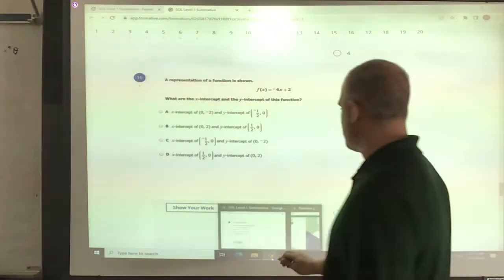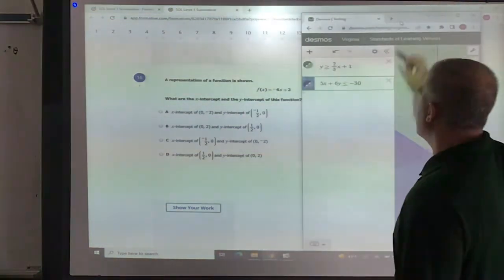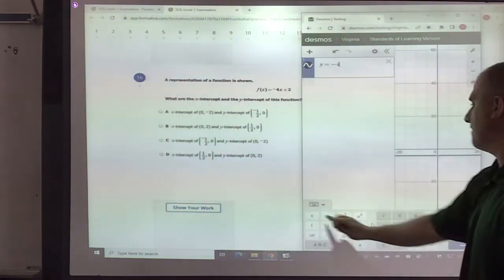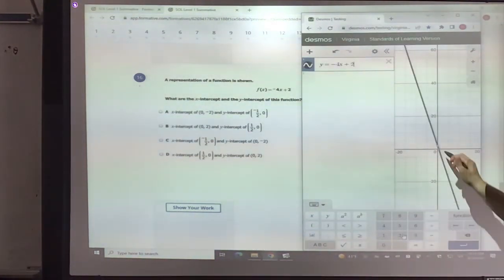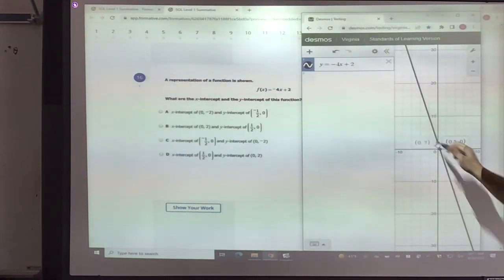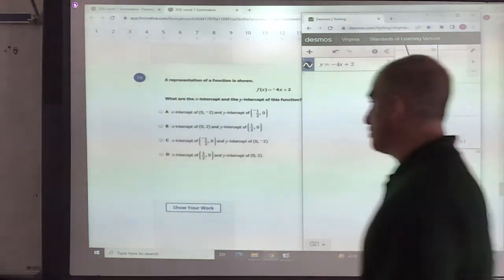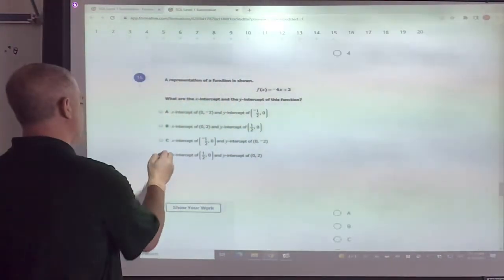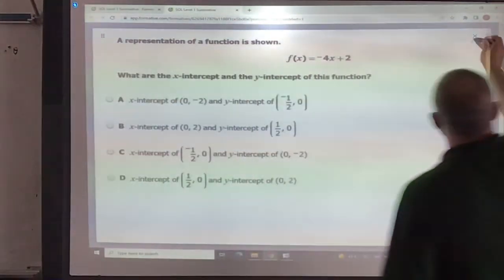What are the x-intercepts and y-intercepts? Once again, you can graph this. F of x is a fancy symbol for y. Negative 4x plus 2. I'm going to hit the home button so I can see. X-intercept at a half, y-intercept at 0,2. That's going to be answer D.